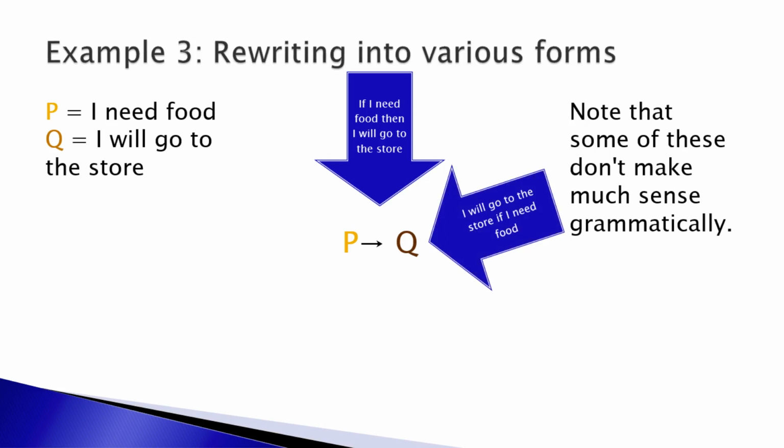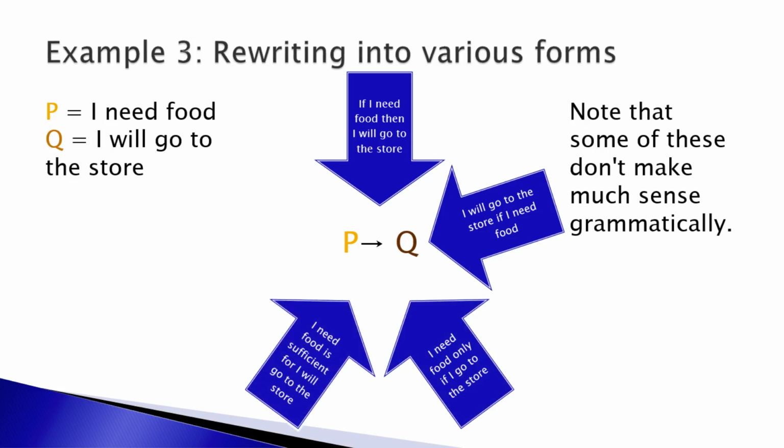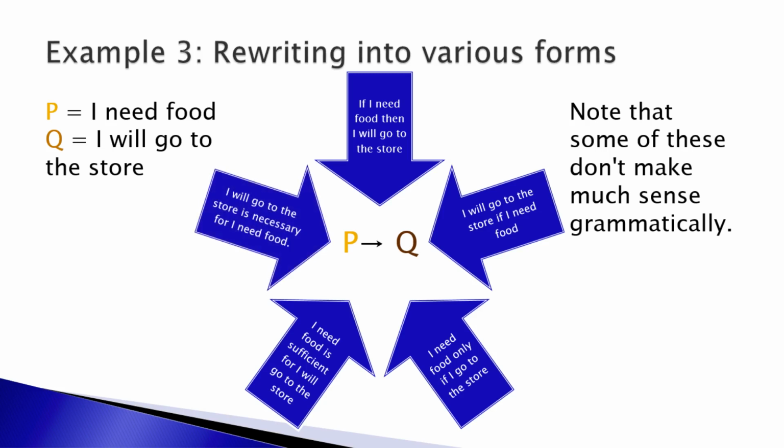And we go with, next, I will go to the store if I need food. That's the same as I need food only if I go to the store. Or, I need food is sufficient for I will go to the store. That one's one of the really funny sounding ones that doesn't make sense grammatically, but makes sense logically. And finally, I will go to the store is necessary for I need food.